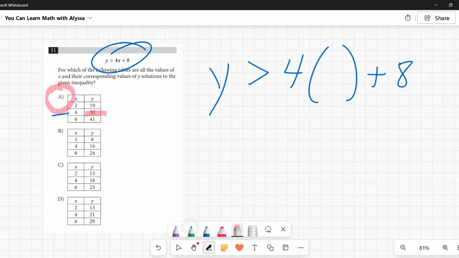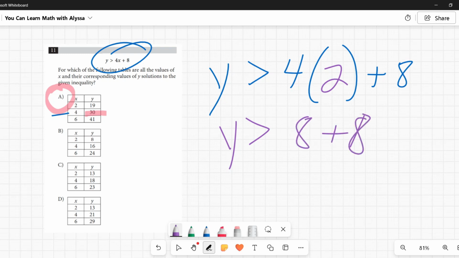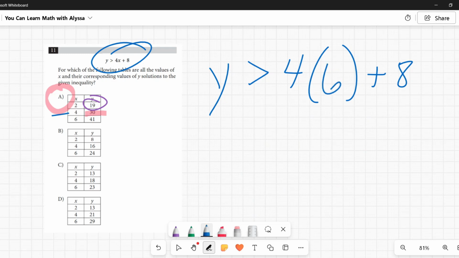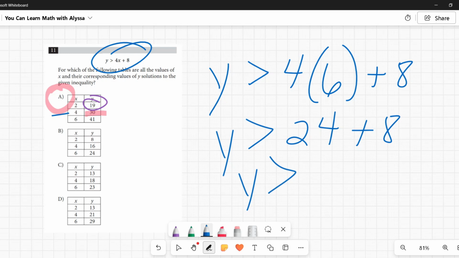Let's see what happens if we put 2 in here. Y is greater than 4 times 2 is 8, plus 8. Y is greater than 8 plus 8 is 16. Yep, sure enough, 19 is my value, so that one checks. And then finally 6. Y is greater than 4 times 6 is 24, plus 8. Y is greater than 24 plus 8 is 32, and my table says 41. Ding, ding, ding. A is my answer.